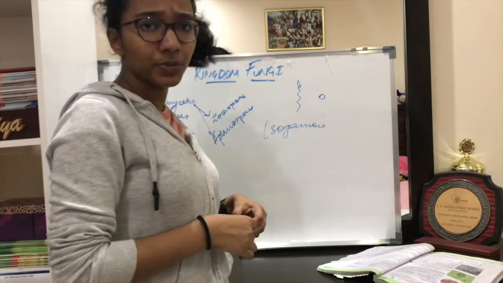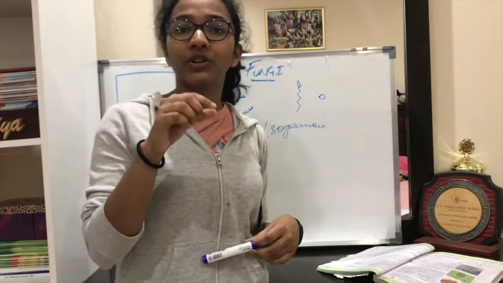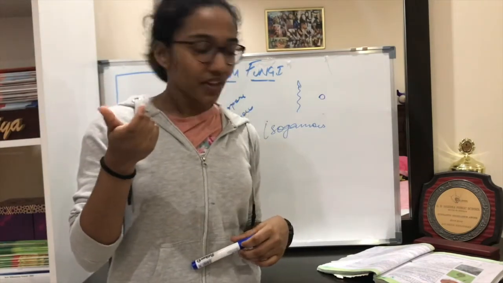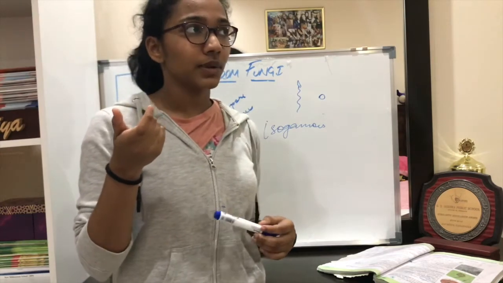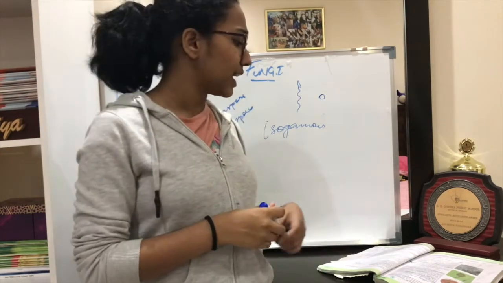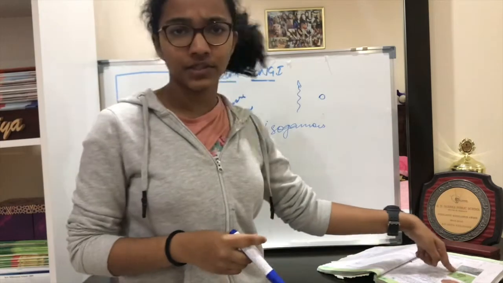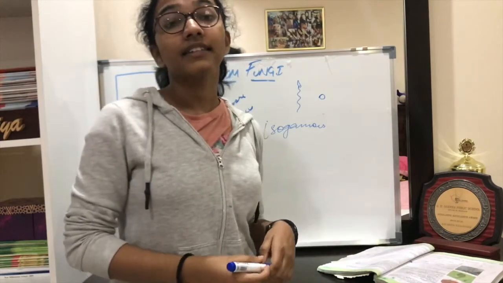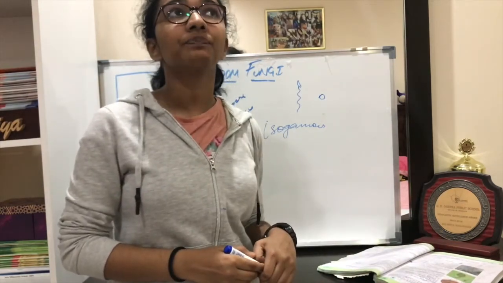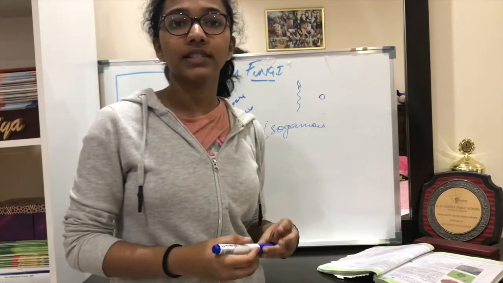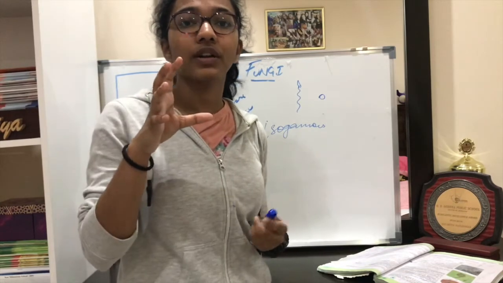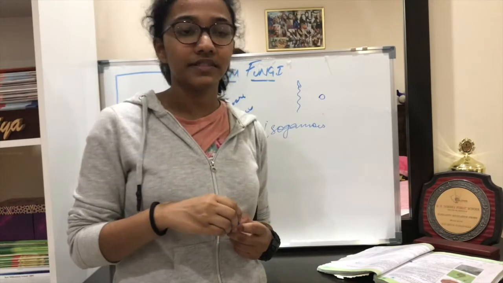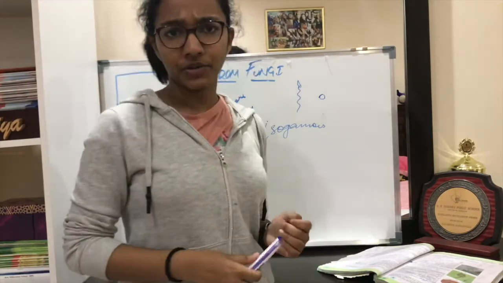That is Rhizopus. Rhizopus is the mold you get on your bread when it gets spoiled. The other one is Mucor, and I think they've given the diagram of Mucor in NCERT if you check the first figure. And the third one is Albugo. Albugo is the one which causes the rust on mustard seeds and mustard leaves. Okay, so that's it about Phycomycetes.